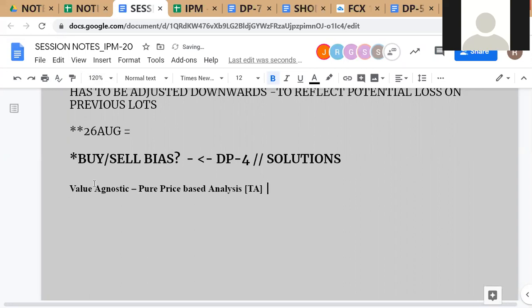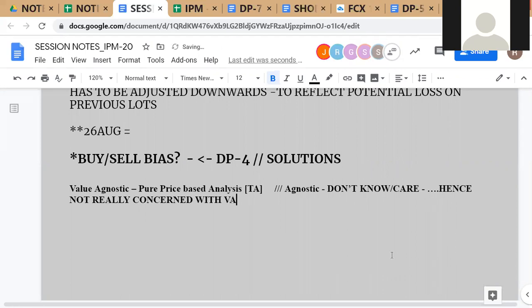Okay, what is agnostic? You can look it up, but basically agnostic is a concept used in the context of religious people or atheistic people. Agnostic generally means, let's put it this way, don't know and don't care. Okay? Not interested really, not really bothered, right? So value agnostic means not really bothered about value. So here it means, hence, not really concerned with value.